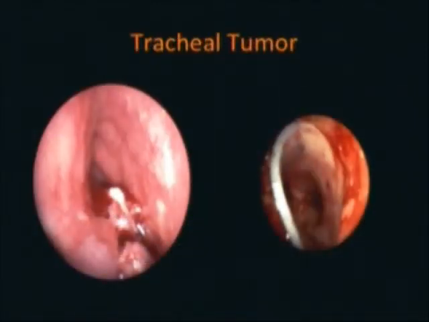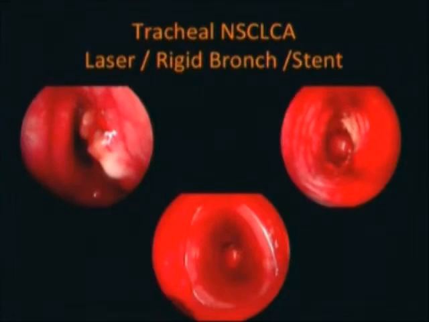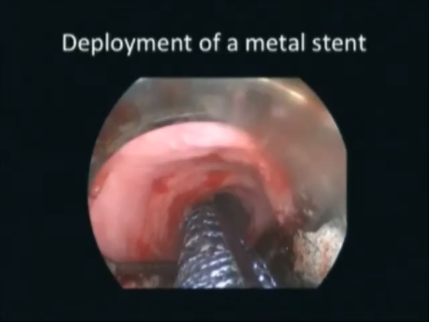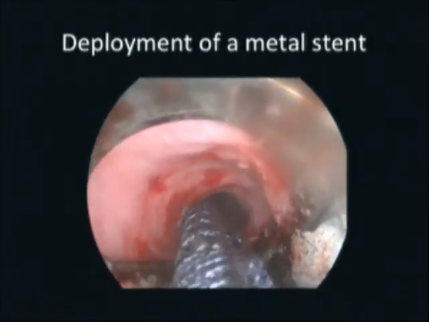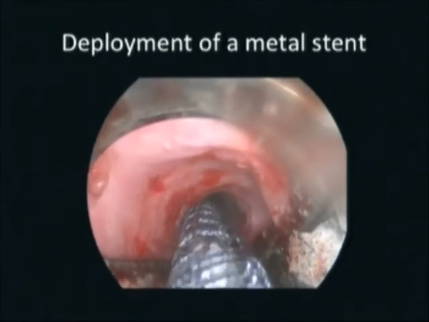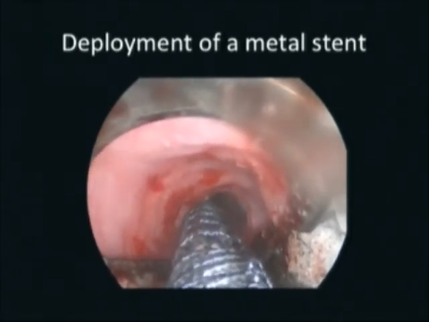And this is a tracheal tumor obstructing the trachea before laser and stent, and this is after laser and stent. This is non-small cell lung cancer, rigid bronchoscopy, laser to the area, and then putting a stent also. And this is the deployment of a metallic stent, just to show you how quick it can deploy. This is through rigid bronchoscopy. This is trachea also. The tumor has been resected with laser.